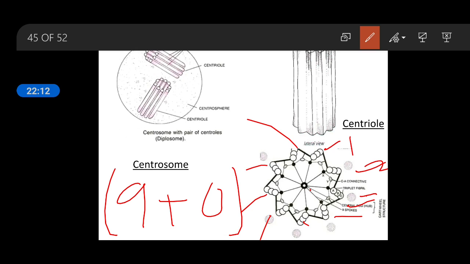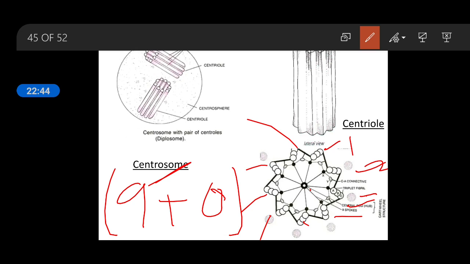9 plus 0 arrangement. But here the peripheral part is made up of 3 fibrils in each triplet. There are 3 microtubules present. One ring is complete and 2 rings are incomplete. Okay, in the central part, where no microtubules are present, it is covered with a proteinaceous rod structure.